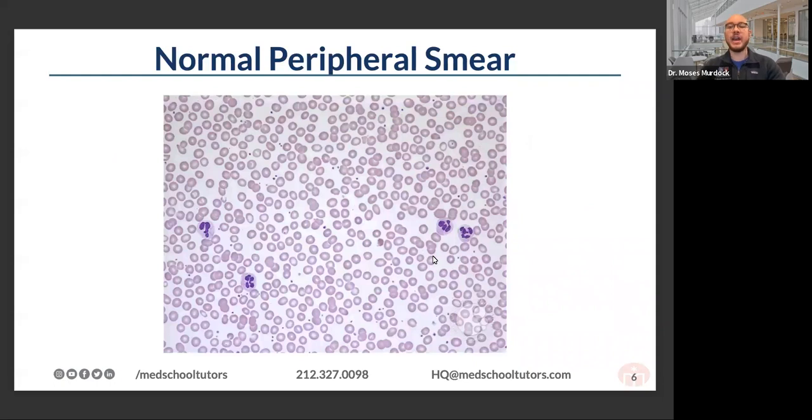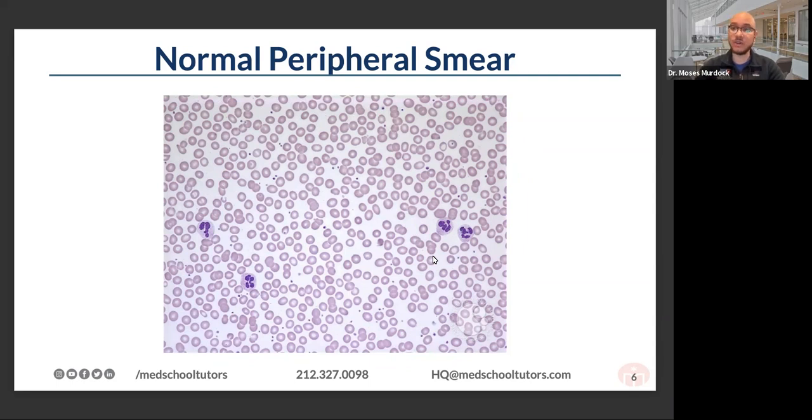On your screen right now is a normal peripheral blood smear. Keep in mind that the way this is done is you have a drop of blood, it's put on a slide, you have the cover slipped, and you smear it out. And you're really looking at a portion of that smear, the feathered edge, where you have sufficient separation in the cells that you can accurately pick up on the morphology of the red cells, the white cells, and the platelets. And that really is the organization for looking at a peripheral smear.